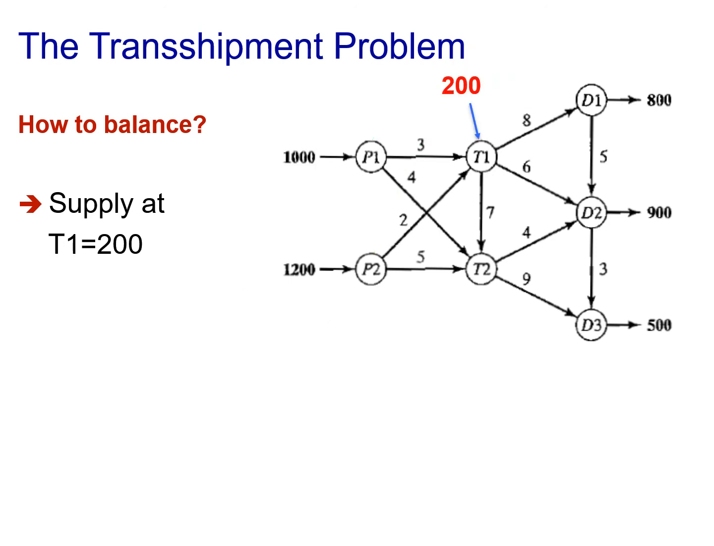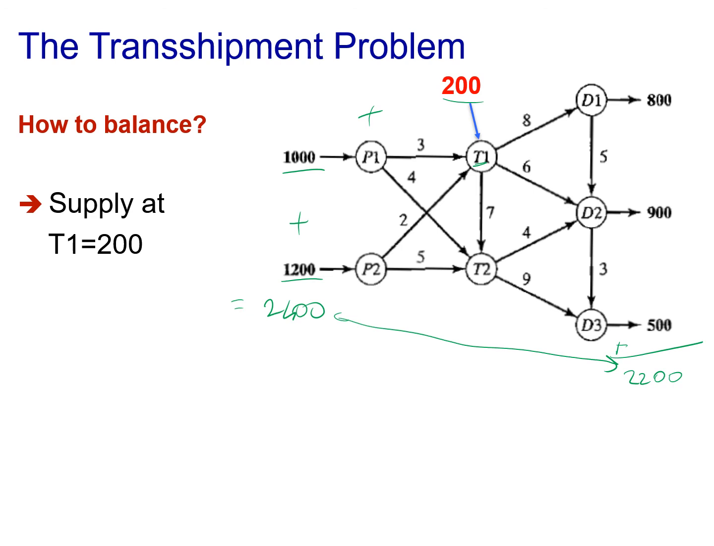This is another example. So our original problem can be like this. We have 1000 supply here, 1200 supply here, and 200 supply at this T1. And the total supply, if we add up these values, will again be equal to 2400. And the total demand, when we add up these, will be 2200. And total supply is larger than total demand, so it is not balanced.